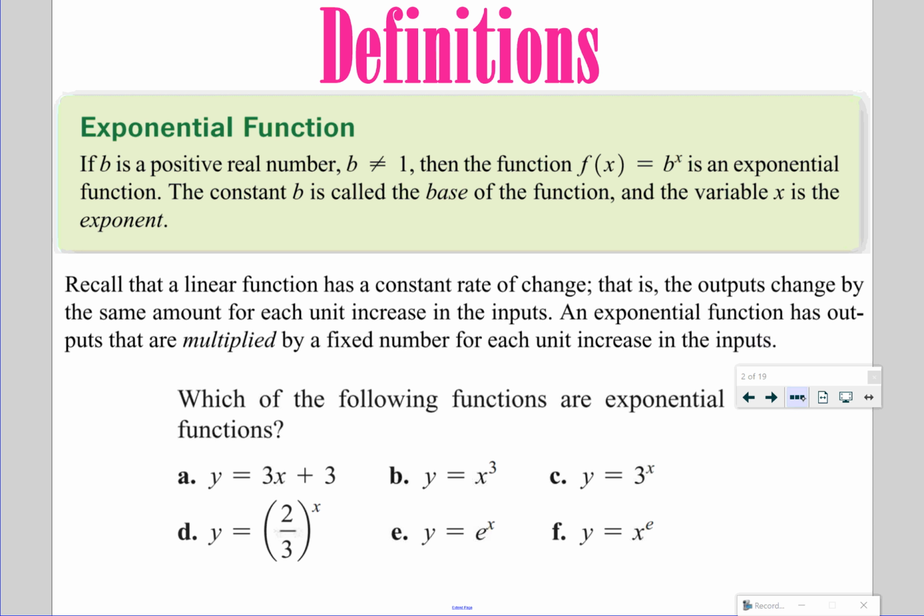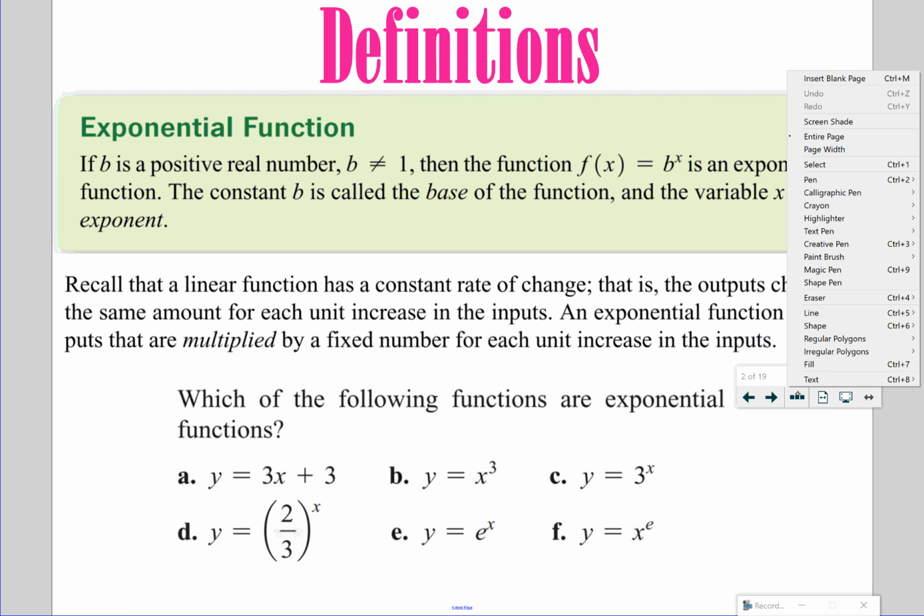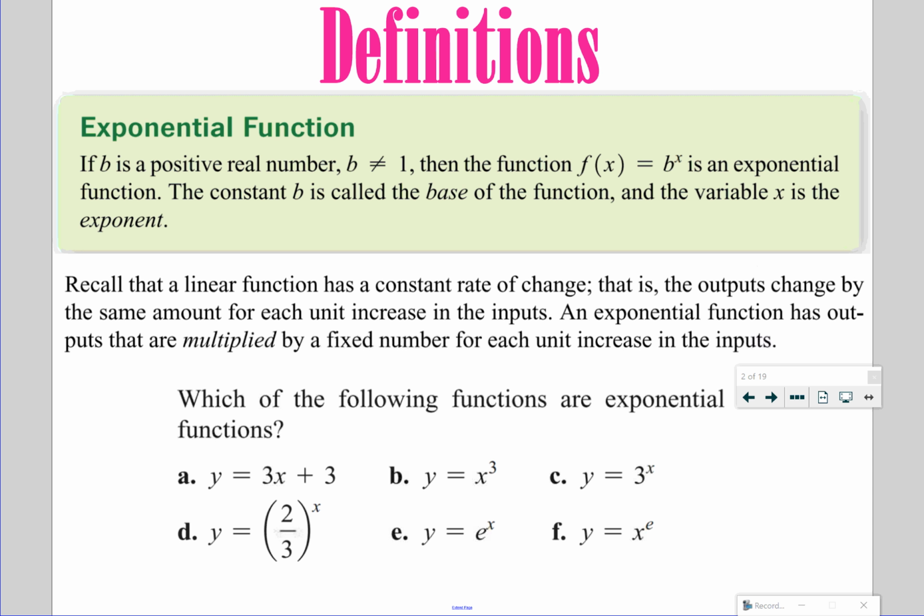Recall that a linear function has a constant rate of change. That's where all of our outputs are increasing or adding or subtracting by the same number over and over again. An exponential function, we're going to notice, is a little bit different. Instead of adding or subtracting the same number over and over again, we are multiplying the same number over and over again. So that's going to be something you're noticing as a pattern in these. And that b value, the base, is actually what's getting multiplied from one term to the next.